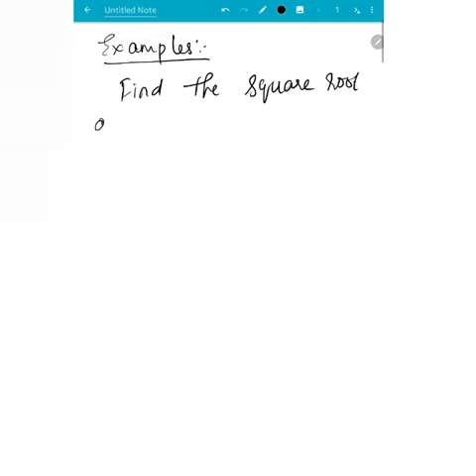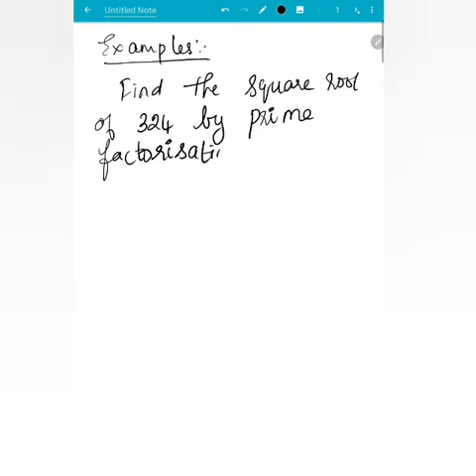Let me see some examples of square roots. Find the square root of 324 by prime factorization. Using prime factorization, you have to find the square root of 324. We already know the prime factorization. What is prime factorization? It is nothing but the L method.